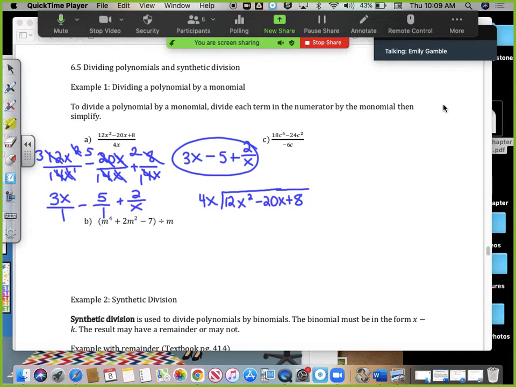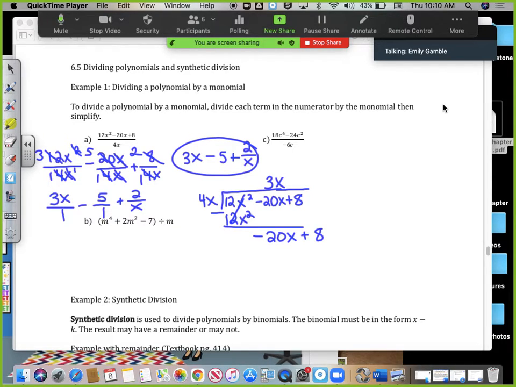You first would just figure out how many times does 4x go into 12x squared. And that would be 3x times. You line it up here. You would put the 3x right here. 4x times 3x is 12x squared. And you're going to subtract. These are going to cancel and become 0. And then you would bring down the minus 20x plus 8.